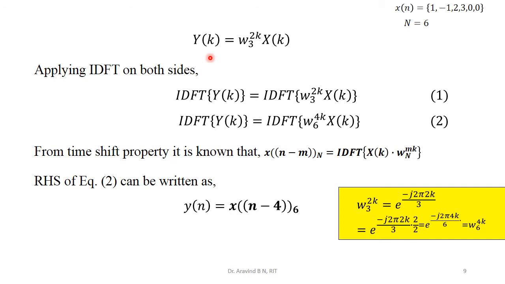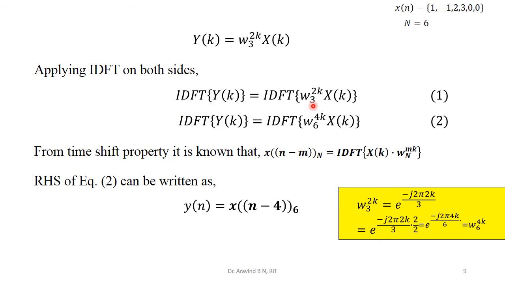So what is the procedure? We need to take the IDFT of this given expression. Therefore apply IDFT on both sides. So IDFT of y of k is equal to IDFT of omega 3 2k into x of k. In the next step we concentrate on the right hand side rather than the left hand side, because IDFT of y of k is always y of n.